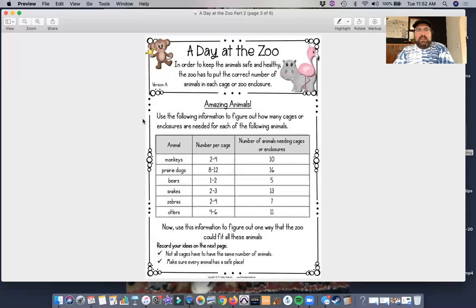Okay, so just like the last page, this is version A. There is a version B for this. So I want you to look at these and see which one you think makes the most sense for you to work on, okay? This is going to be the more comfortable version. The next one is going to be a bit more of a challenge, okay? So this is version A.